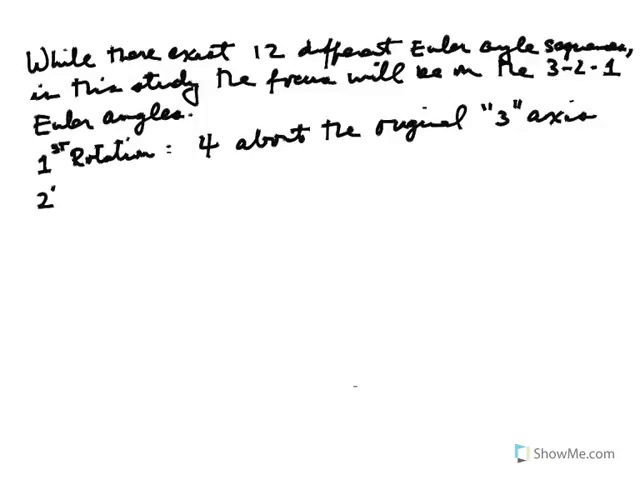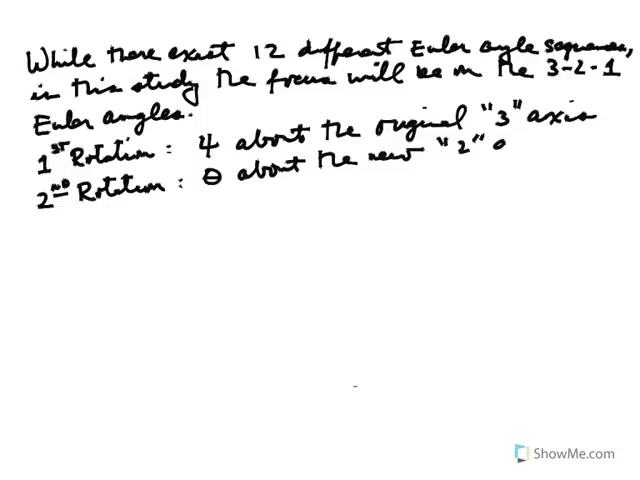The second rotation is going to be by an angle theta, and that's going to be about the new 2 axis. What I mean by the new 2 axis is the 2 axis that results from the first rotation, because these are successive rotations. And then the third rotation is going to be by an angle phi about the new 1 axis.